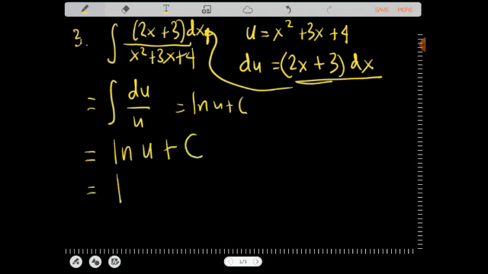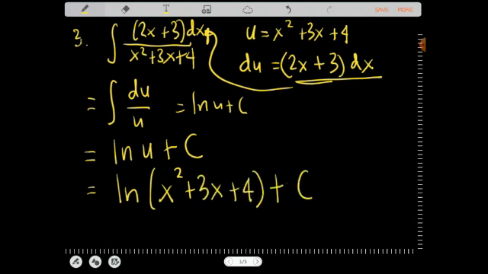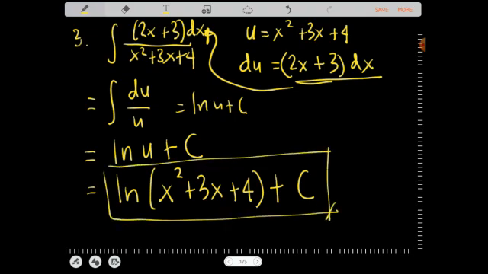Palitan natin ng u. Pwede kang gumamit ng absolute value or quantity. Okay? So, quantity, ano yung nandyan sa variable u? X squared plus 3x plus 4 close quantity plus arbitrary constant c. So which case alin dun yung gagamitin nyo? Pwedeng absolute value, yung parang ganyan, no? Pwede din namang quantity. So okay lang, wala namang gaanong problem doon.